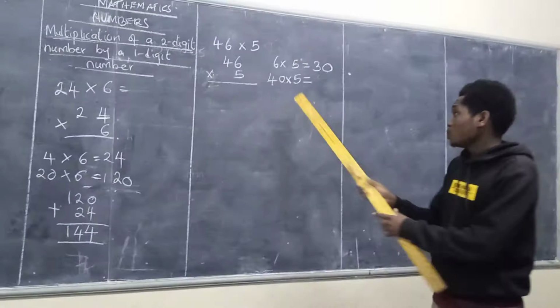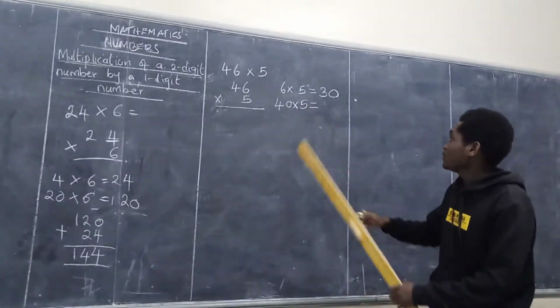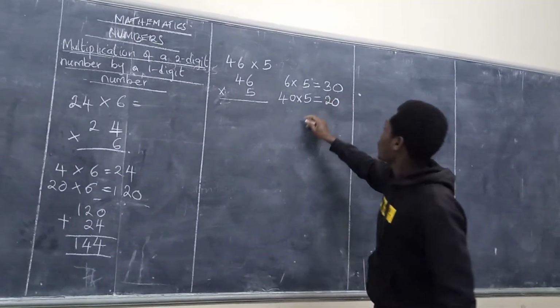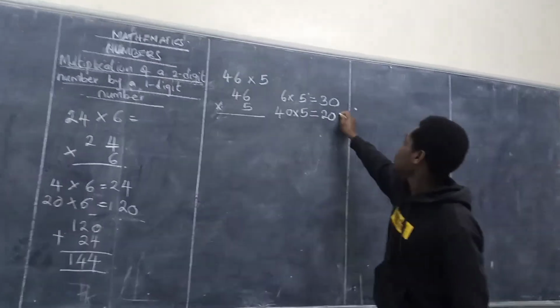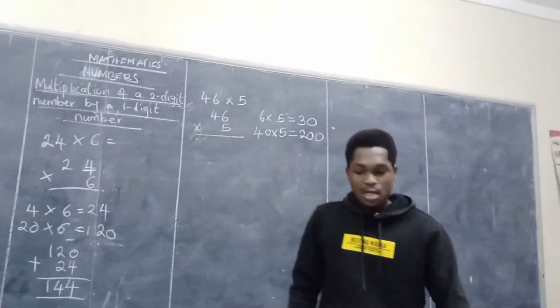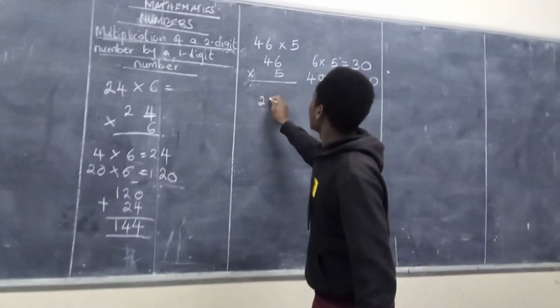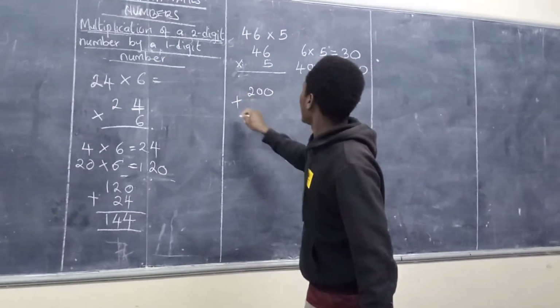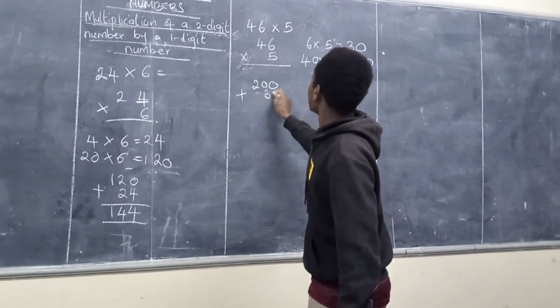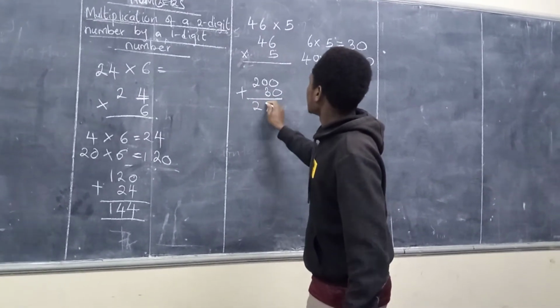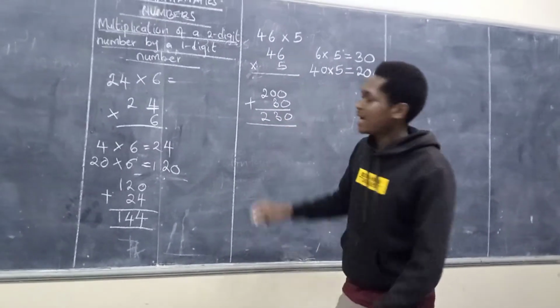Because this is a 0, I'm first going to say 4 times 5, which is 20. Then I'm going to add this 0 that is here, that is 200. So then after that, I'm going to add 200 plus 30. And I'm going to get the answer as 230.